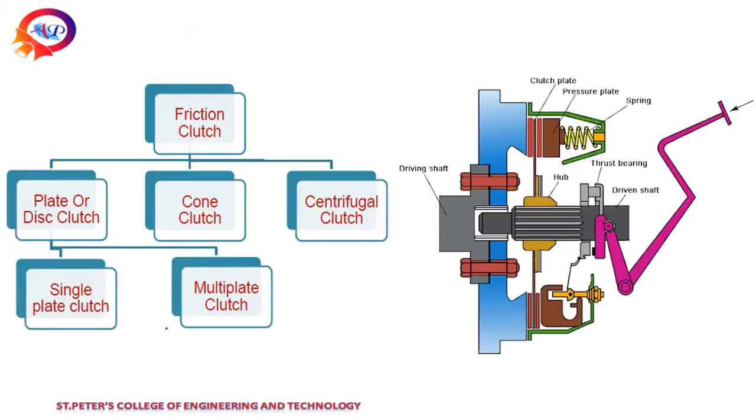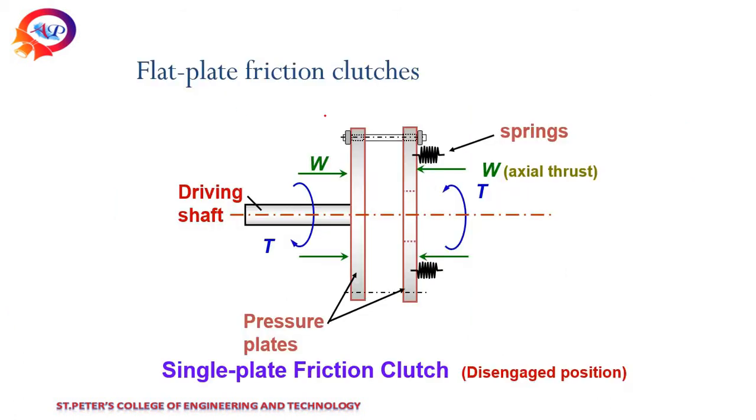Frictional clutches are those where the clutching happens based on a frictional plate or cone. It develops into the plate clutch, the cone clutch and the centrifugal clutch. The plate clutch has a single plate clutch and a multi-plate clutch. These are examples of the multi-plate clutch. We already discussed the working of the plate clutch. This is a flat plate clutch.